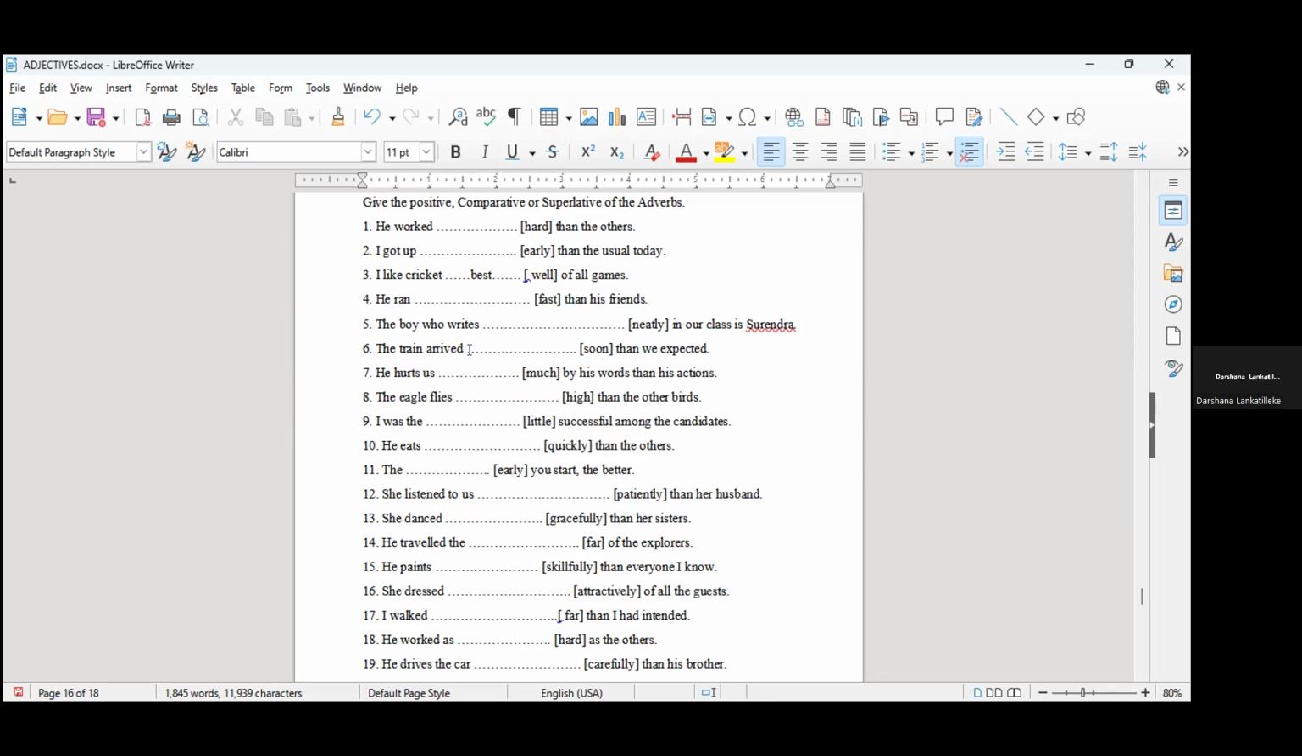Now hard means hard, harder, hardest. Early, earlier, earliest. Well, better, best. Don't write like that. Okay? I want the correct one only here, right? According to the sentence. Than means you only have to write the comparative form. The means you have to write the superlative form, right? So I think you can remember the lesson on adjectives, the same kind of lesson activity we did with adjectives also. So here also the same rule applies, right?